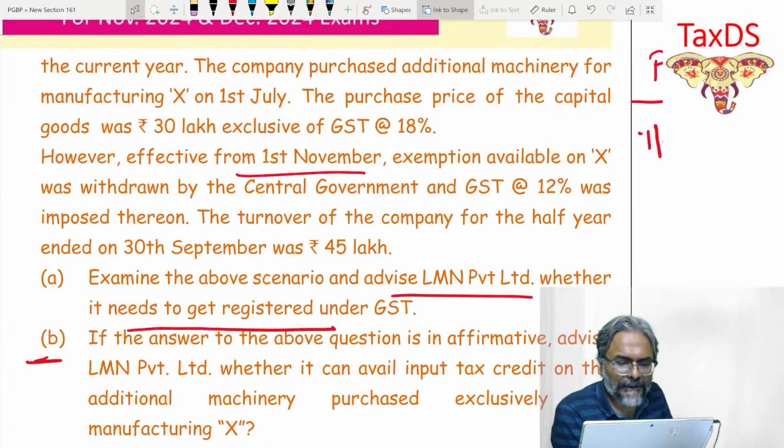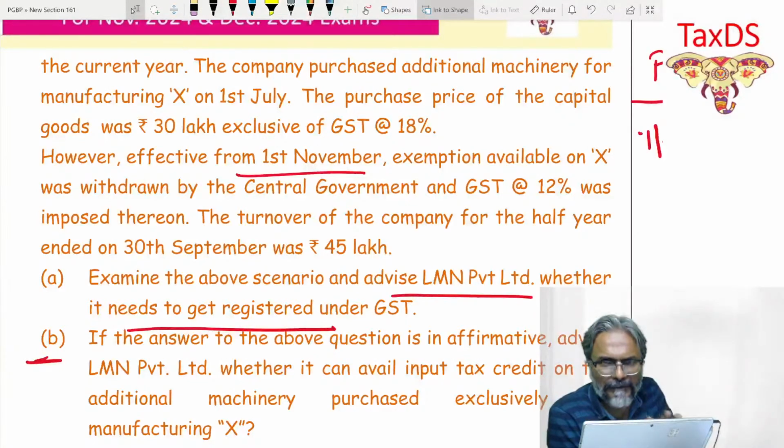Examine the above scenario and advise LMN Private Limited whether it needs to get registered under the GST. Now, students, if you see, 45 lakhs is the turnover up till 30 September. That is what they have told to all of you in this context. Effective from 1st of November, the exemption has been withdrawn. The moment the exemption is withdrawn, you are liable to get yourself registered. Please be careful over here.